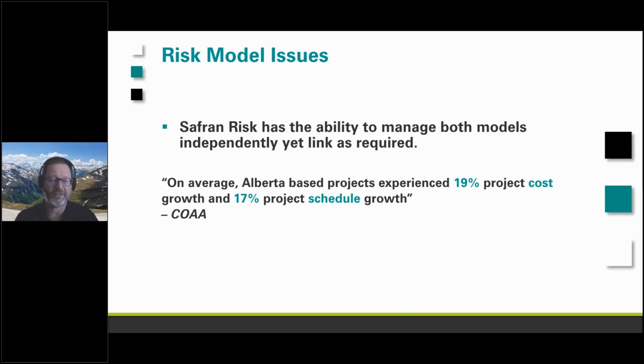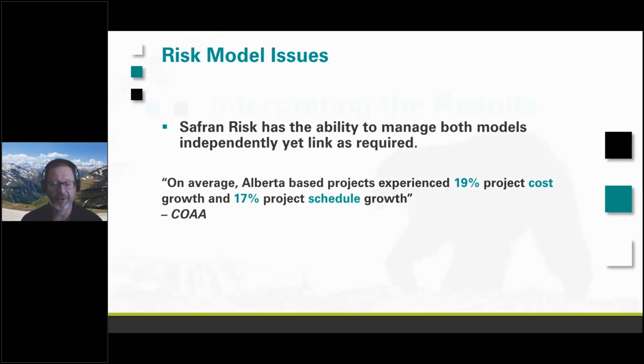So going back to the COAA comment, Alberta-based projects experience a 19% cost growth and a 17% schedule growth. We want to understand how those are related, but there's times when they're not. So the way that Safran's done it with those 2 modules makes it very easy to build an integrated cost and schedule model. And I'm really looking forward to the release 2.0 of the cost module.